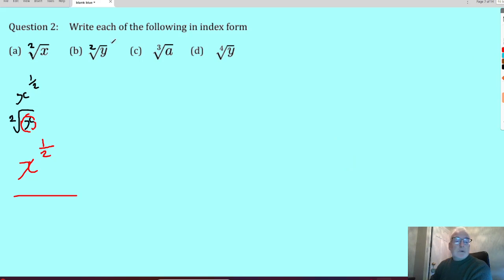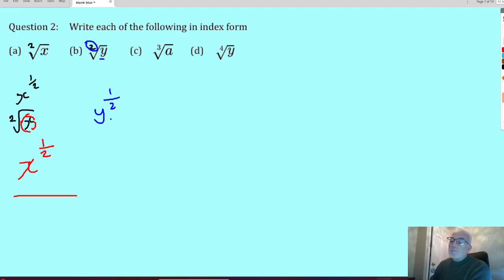Okay, let's have a look at B. So I've got the square root of y. I'm going to take my y out of my root. I'm going to put 2 as the denominator and 1 as my numerator. So y to the power of 1/2, because remember my denominator stays there.